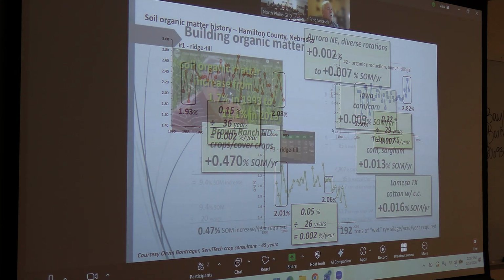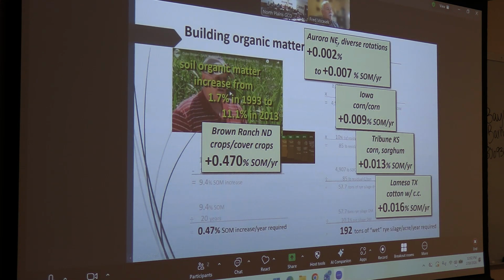And when I stack them all together, I look at south central Nebraska, Iowa, western Kansas, and southwest Texas. And actually the numbers are surprisingly close, considering the great difference.